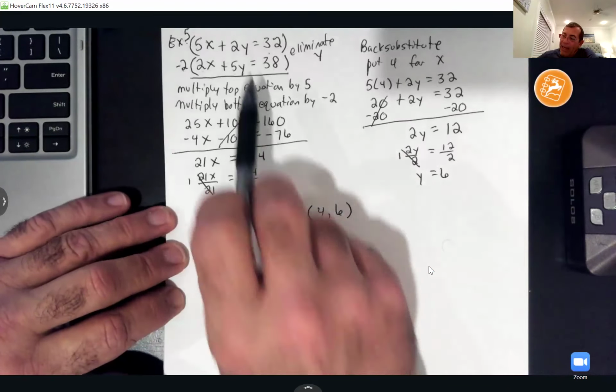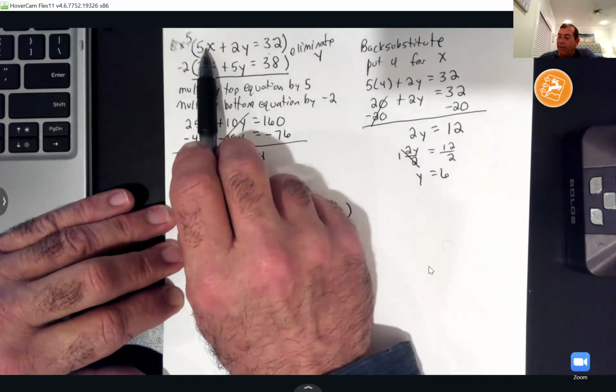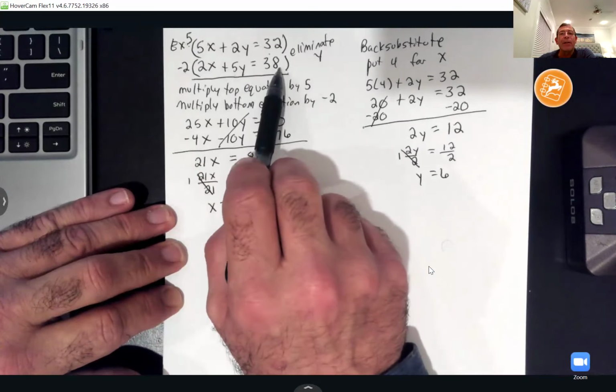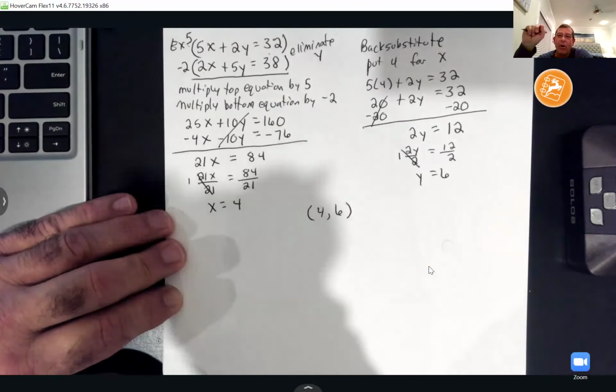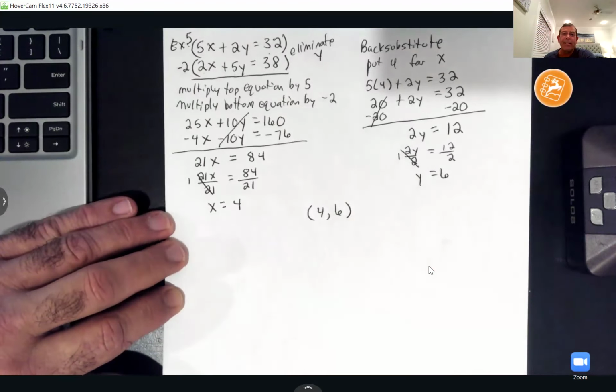Now, if you did it on the calculator, it'd be a 2x3 system again. You'll put in a 5, 2, 32, a 2, 5, 38. Quit that screen, and then come back and do your RREF to your matrix, and it'll spit out a 4 and a 6 in the right column.